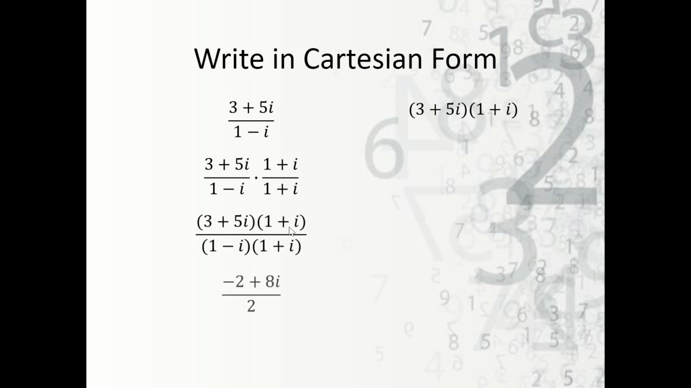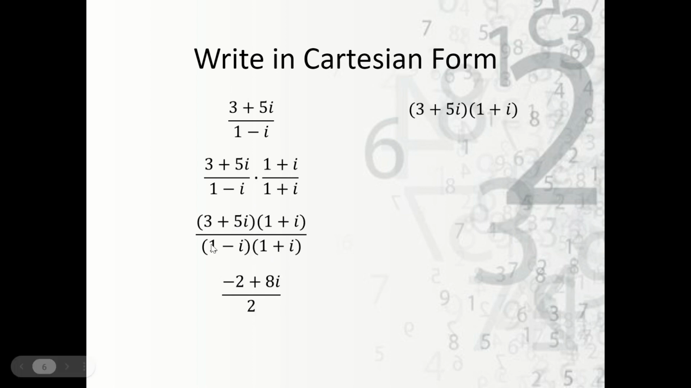When we multiply this, 3 times 1 is 3. 3 times i is 3i. 5i times 1 is 5i. And then 5i times i is just -5. So we end up with 3 minus 5, which is -2, and we end up with 3i plus 5i, which is 8i. So that we end up with that.